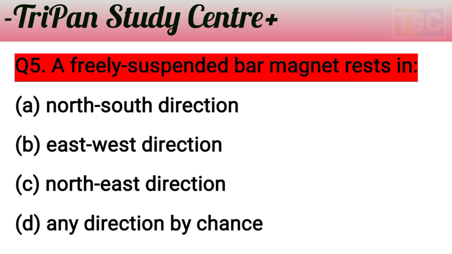Know that question is important. A freely suspended bar magnet rests in. Know that magnet is the most important characteristic here. There is a north and a south pole here, and the north-south pole direction is the most important. It means the north-south direction is the correct answer, not an east-west direction, not a north-east direction, not any direction of the chance. The A option is correct here. North-south direction. A option is correct for this question.